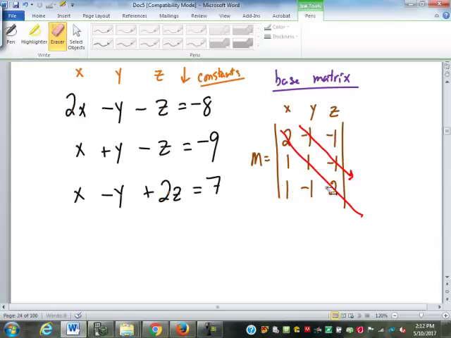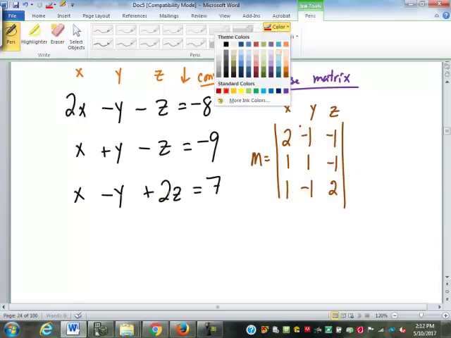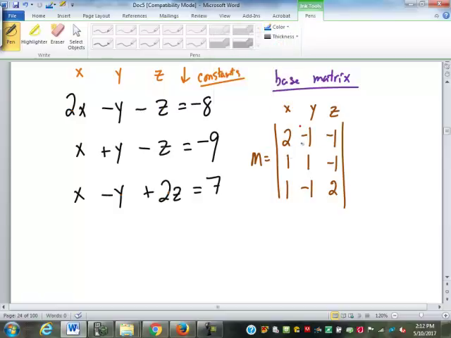The easiest way to handle that is to simply rewrite these first couple of columns. So over here, I'm going to write this first column again, 2, 1, 1. And then the second column, negative 1, 1, and negative 1. So all I've done is taken this column and rewritten it here, and this column and rewritten it here.